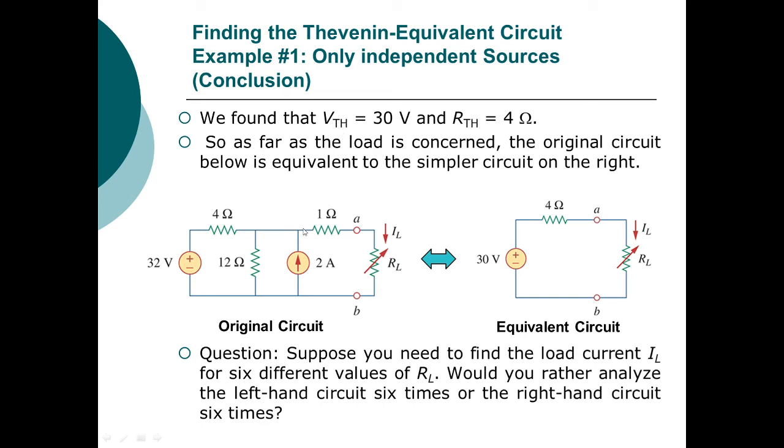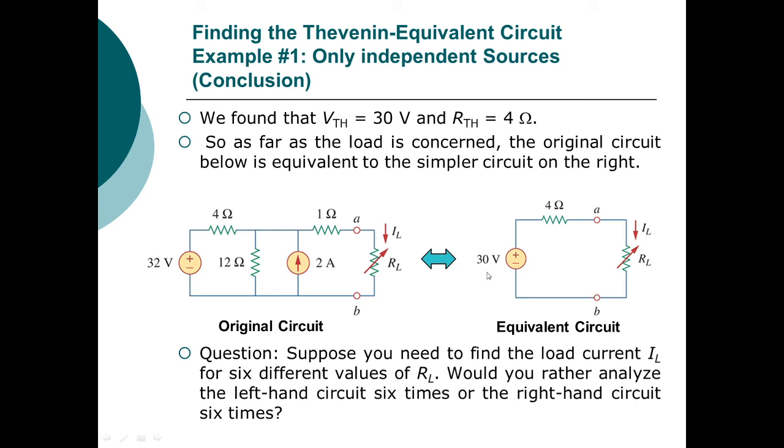So with these values, we can easily convert our original circuit to the Thevenin equivalent circuit as this. That is a 30 volt source in series with the 4 ohm resistance, connected across the terminal AB, and finally at this terminal AB we are connecting our load RL. Okay, so this is our Thevenin equivalent circuit.